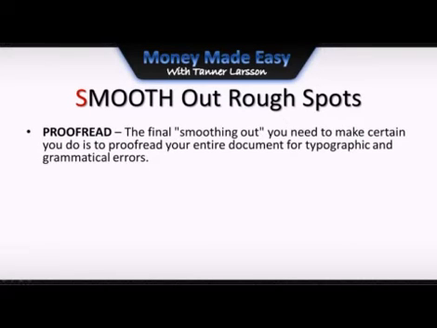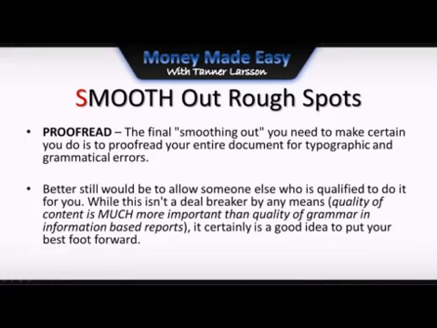Next is to proofread. The final smoothing out you need to do to make certain that it all works right is to proofread it. Look for typographic errors as well as grammatical errors. The best way to do this is to read your report out loud, all right? Better still, allow someone else to read your report and have them do the proofreading for you, because other people spot other people's mistakes better than you yourself do sometimes, okay?